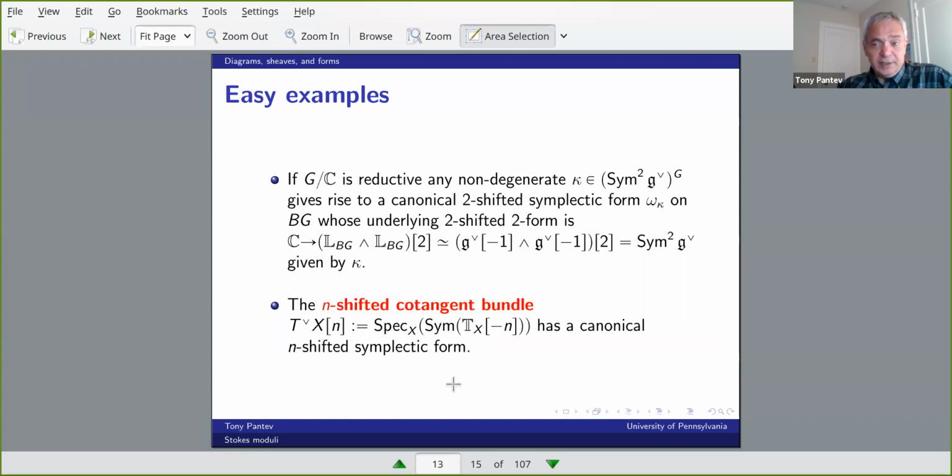And another very easy example is a shifted cotangent bundle. So you take a cotangent bundle and you put the fiber in homological degree n. That gives you either a stack or a derived space, depending on whether the shift is positive or negative. And the usual standard symplectic form of the cotangent bundle becomes a shifted symplectic form of that stack or derived space.